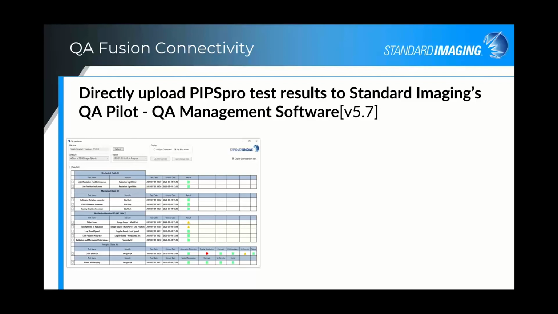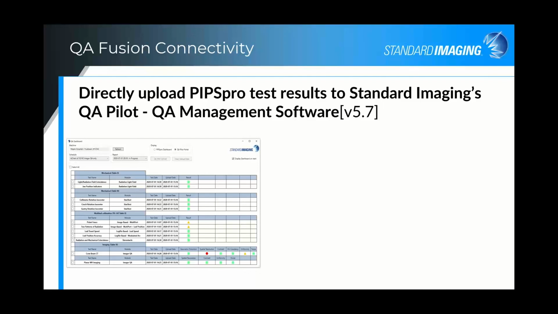But one thing we also have, we have a software package available. It's a cloud-based package called QA Pilot, and that's our QA management software. So that's a software that you can utilize for scheduling and maintaining all your QA results in one spot. Be it your TG-142 or your TG-51, your different daily tests. So if you're using something like our Beam Checker Plus, you can automatically upload your daily results for constancy, flatness, and symmetry to our QA Pilot software as well.